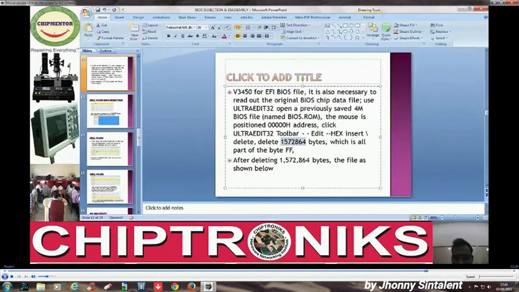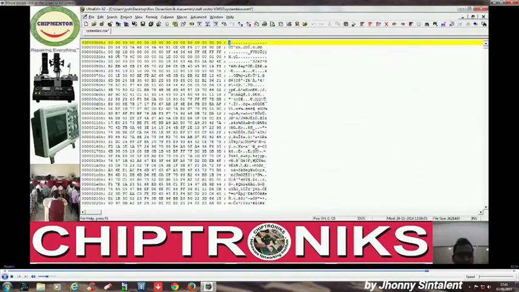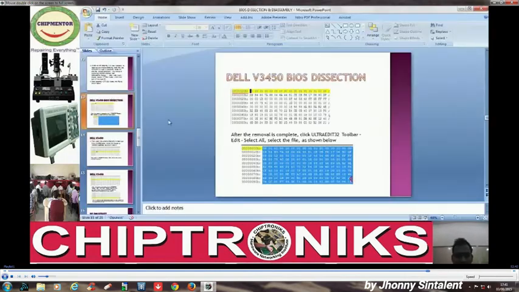Now what we'll do is follow the next procedure. Select all. We have to copy all. We have selected all, and now what is our next step?